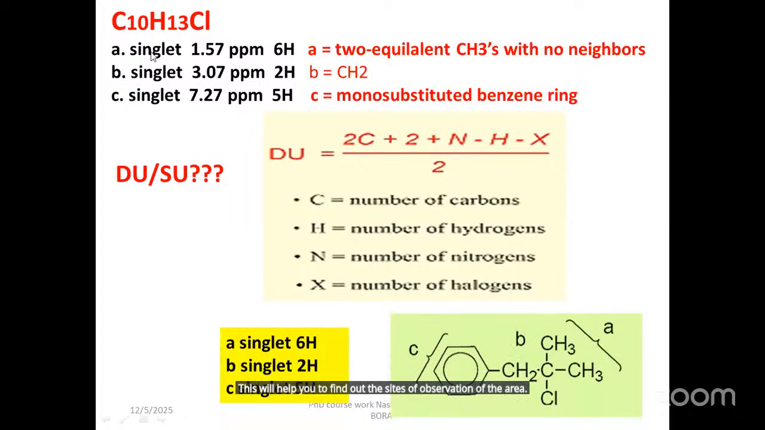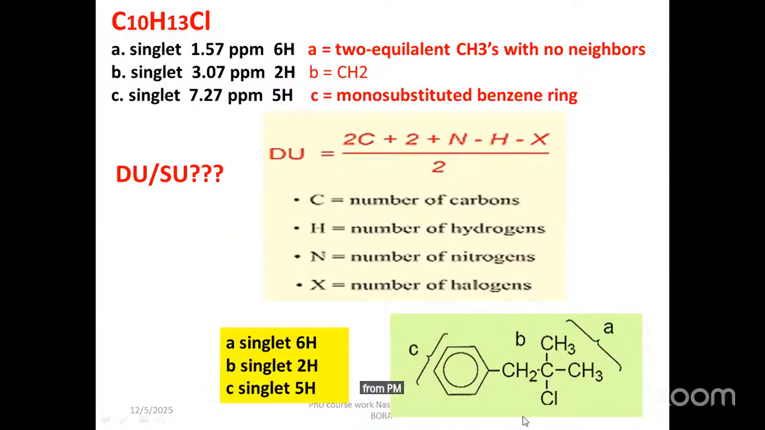So let's say for this molecule I want to find out the degree of unsaturation. So 10 into 2, 20 plus 2, 22. No nitrogen, minus 13 and this chlorine, 14. So 22 minus 14, how much it is? 8 divided by 2, 4 sites of unsaturation, and generally 4 sites of unsaturation are for aromatic ring. So already we have confirmed that there is aromatic ring which is monosubstituted from PMR.